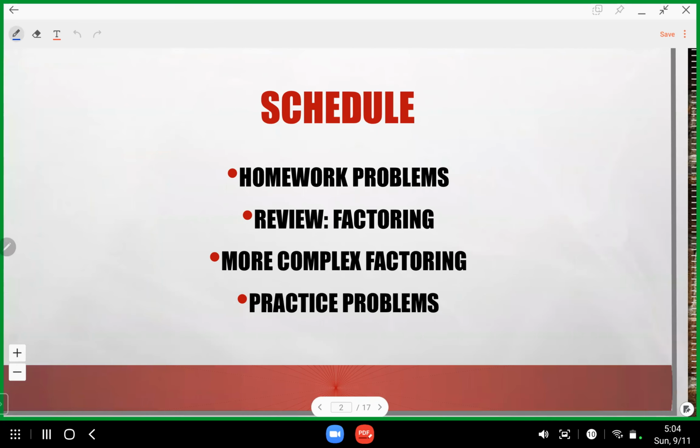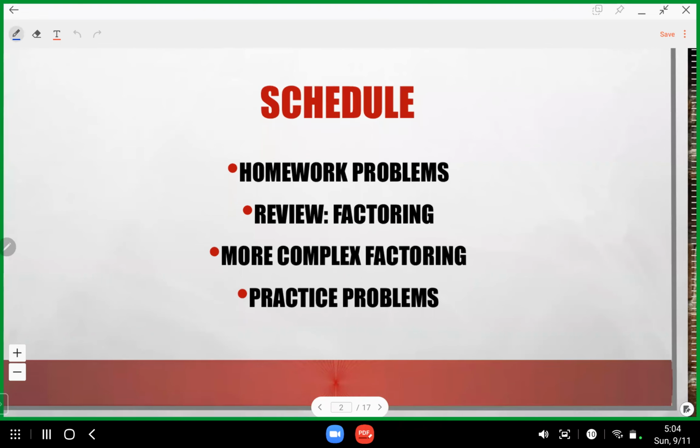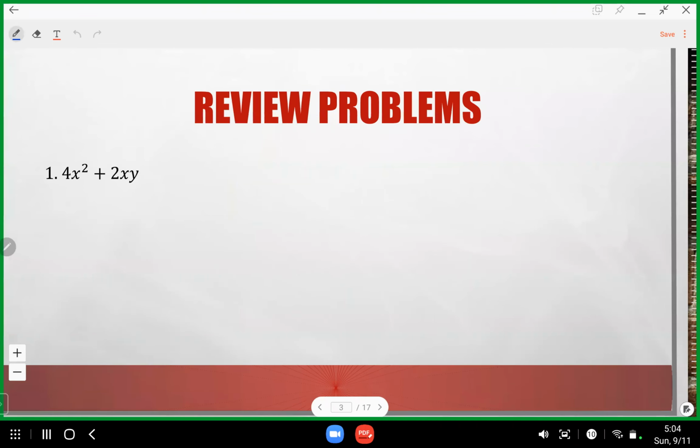So I looked at the homework. You guys did pretty good. And today we'll be learning more advanced factoring. So let's go over the homework problems. Let's review what we learned, and then we'll get on with new material. Okay, so let's start. So for this one, just post your answers in the chat, and then we'll go over this one.